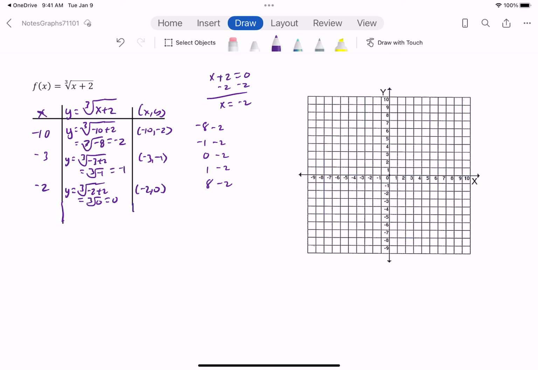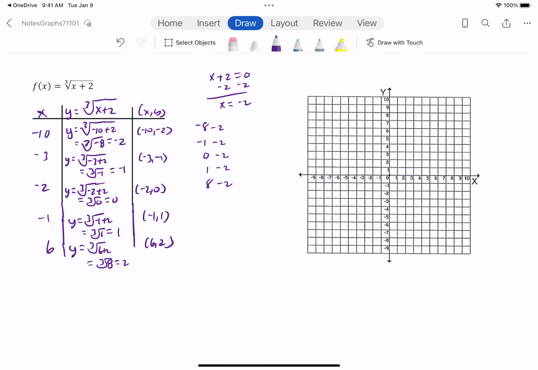Then we had 1 minus 2 is negative 1. So we get negative 1, 1. And the last one was 8 minus 2 is 6, right? So we get cube root of 6 plus 2 is cube root of 8, which is 2.